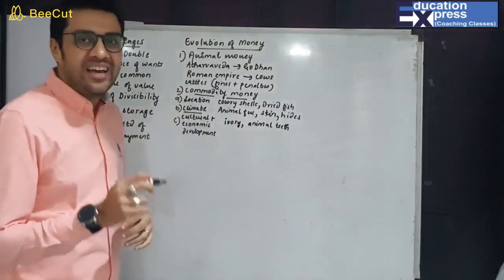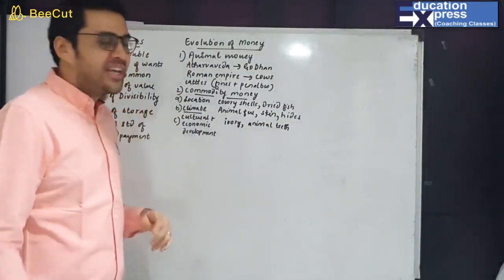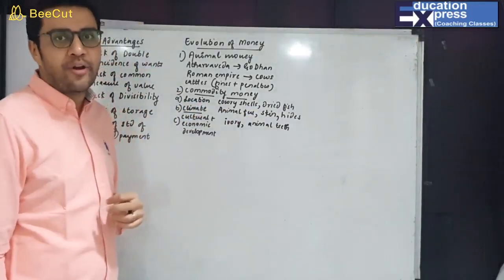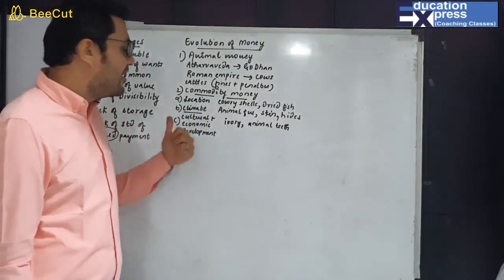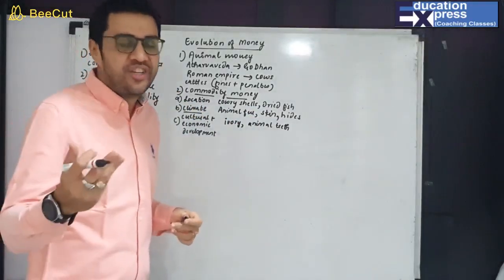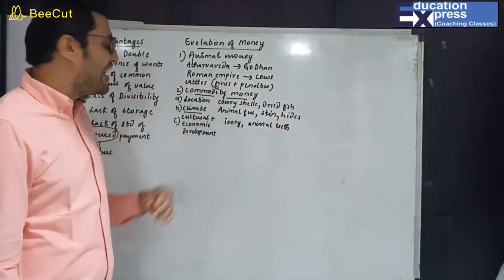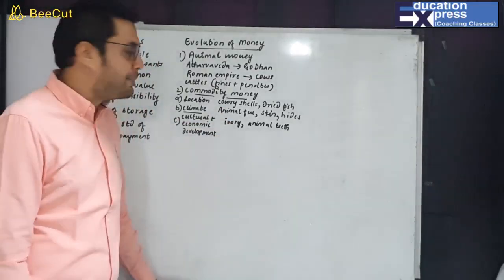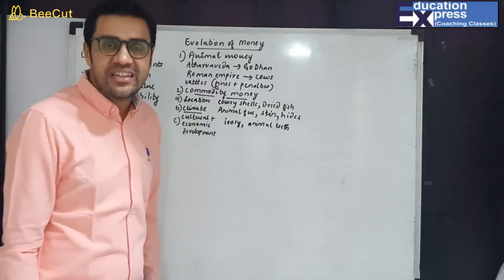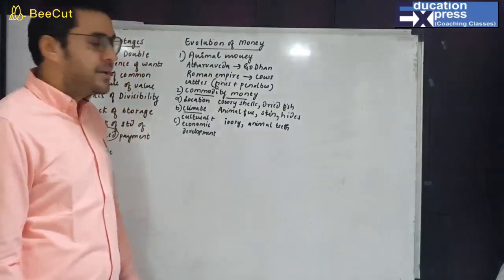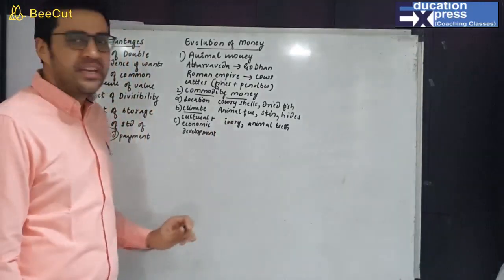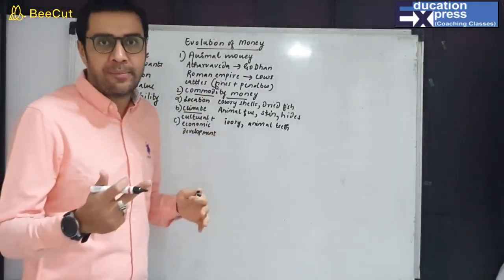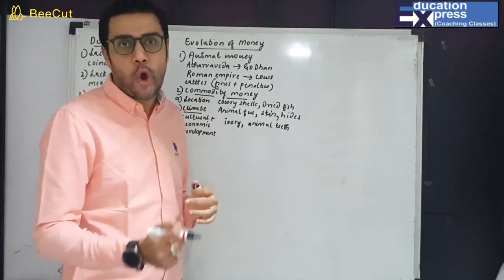If you are living near a seashore, then cowrie shells and dried fish were used as commodity money. If you are located in a very cold region, then animal fur, skin and hides were taken as commodity money. And for cultural and economic development, ivory and animal teeth were taken as commodity money. Is that clear? So after animal money, evolution was into commodity money. We are doing the stages, so it has to go in order.